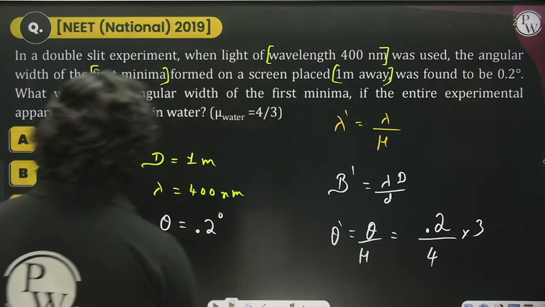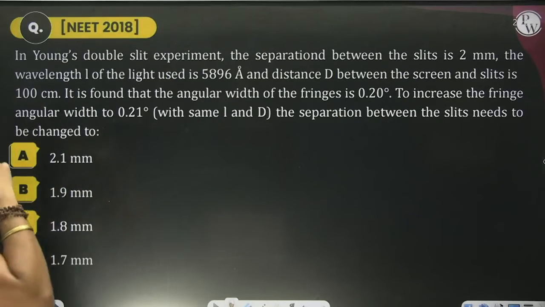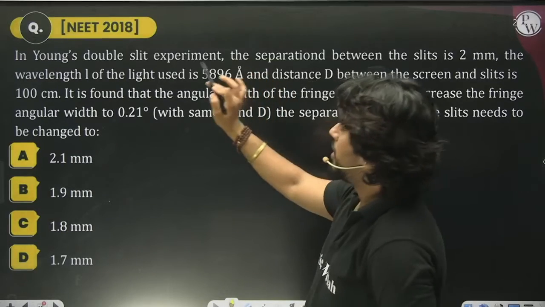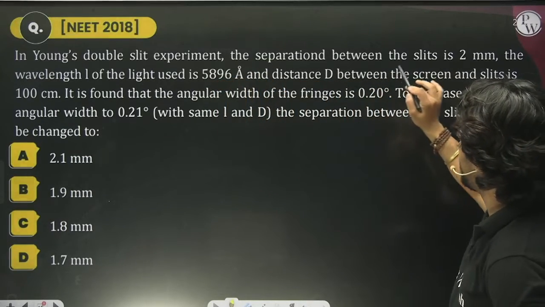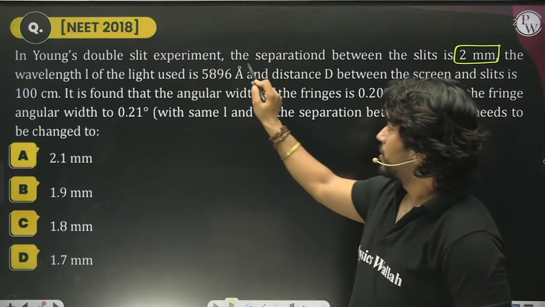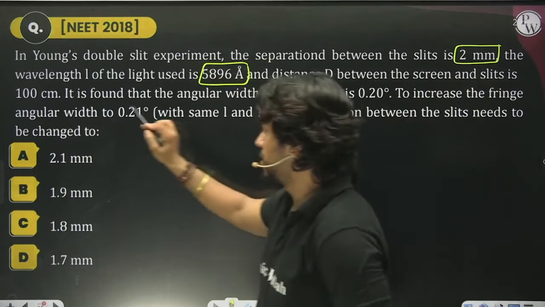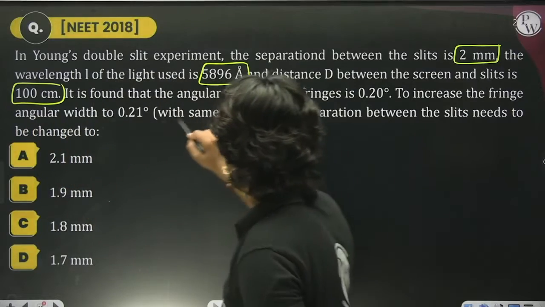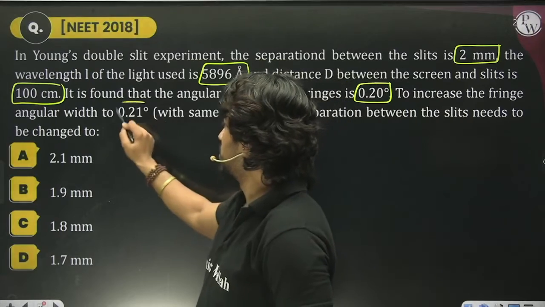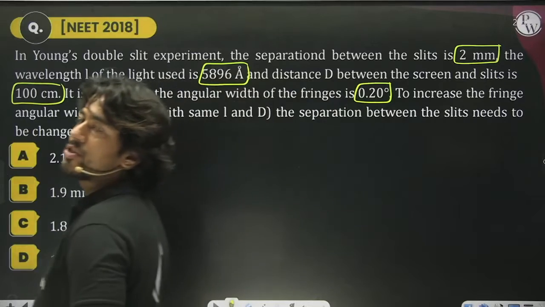Is this point very clear? Well, let's take the discussion ahead. The next question in front of you is this. Read the question, what it says. This question says that in Young's double slit experiment, the separation between the slits is 2 millimeter. The wavelength of the light used has been given to you, and the distance between the slit and screen, capital D, has been given to you. It is found that the angular width theta is this much. To increase the angular width to this much, what should be the value of small d?